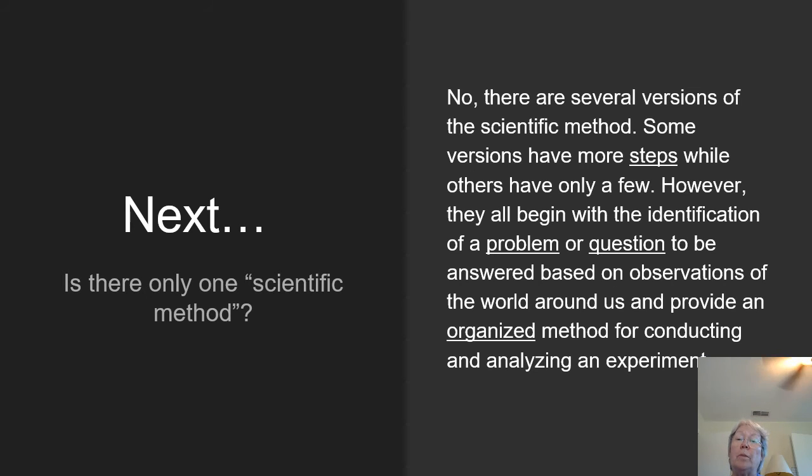So you've got 4 blanks to fill in here. The first one, some versions have more steps. The next one, however, they all begin with the identification of a problem or a question. And the last one, provide an organized method for conducting and analyzing an experiment. So your answers, the first blank is steps, the second blank is problem, the third blank is question, and the last blank is organized.